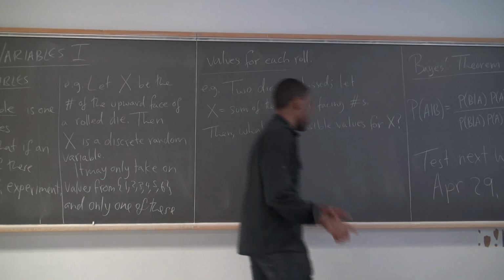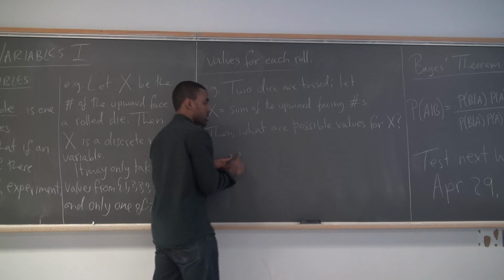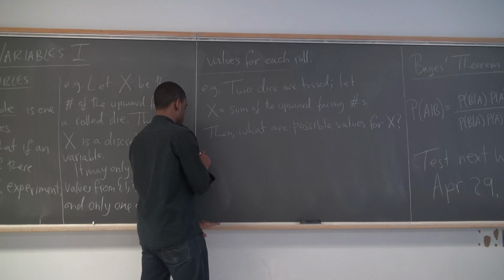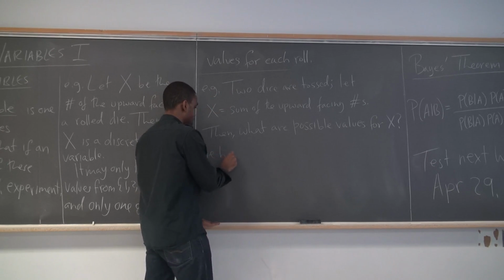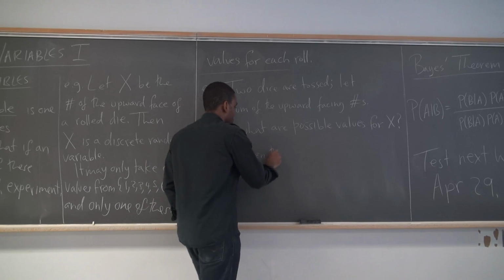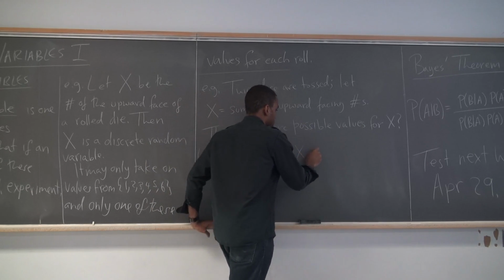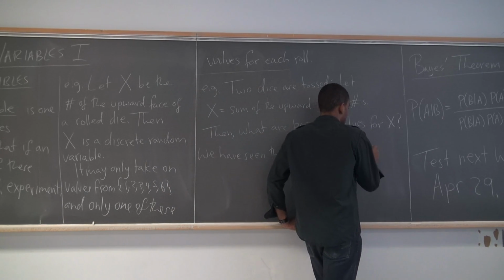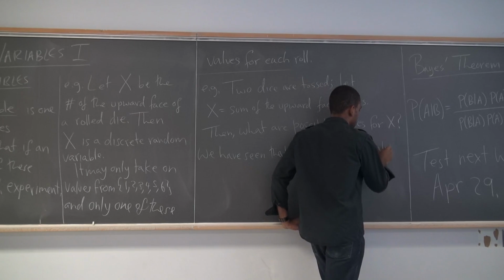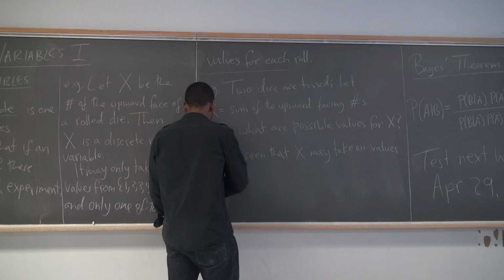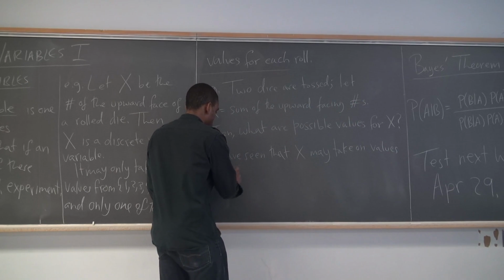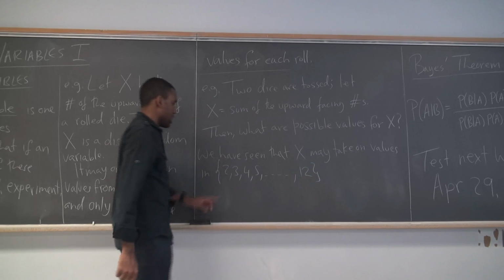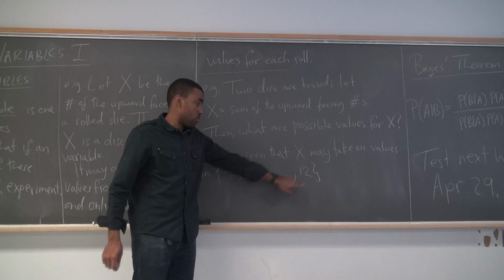We've actually done something like this before. I did that table, where we went 6 across this way, 6 down, and we added all the numbers in the middle. So we have seen that x may take on values in a set of 2, 3, 4, 5, all the way up to 12. This is if we get 2 1s, all the way up to the possibility that we get 2 6s.